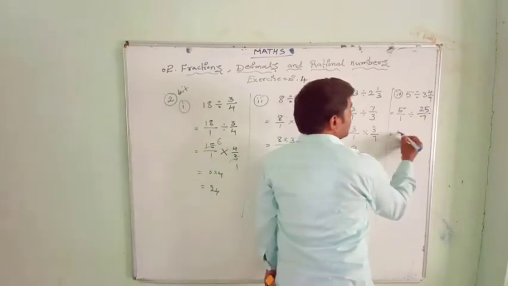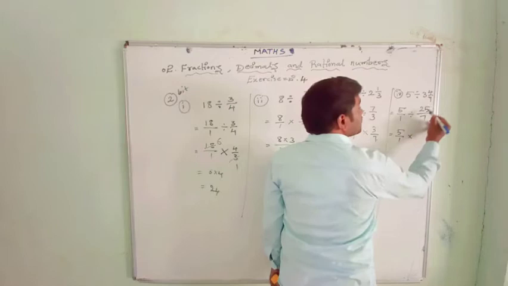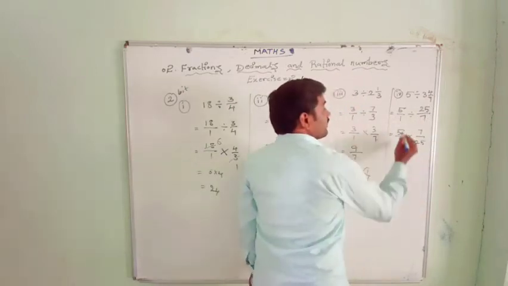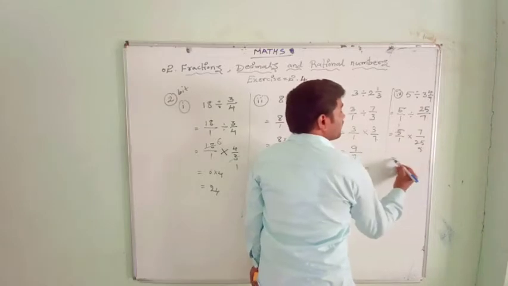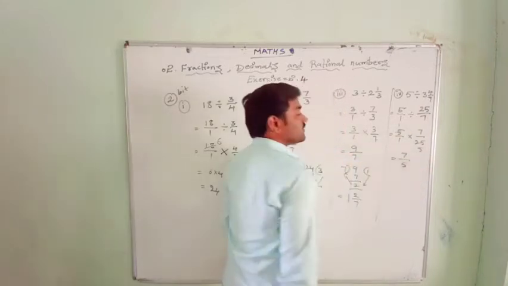Okay, let us rewrite again. 5 by 1 into, this 25 by 7 we can write as 7 by 25. 5 ones are 5, 5 5s are 25. Now 1 into 7 is 7 and 1 into 5 is 5. This will be the answer.